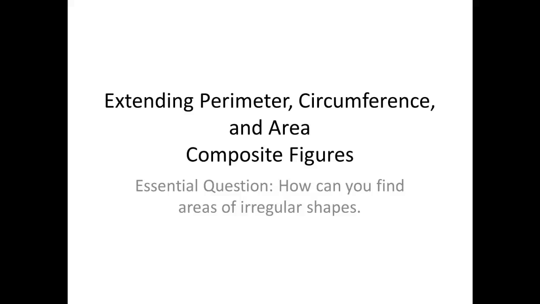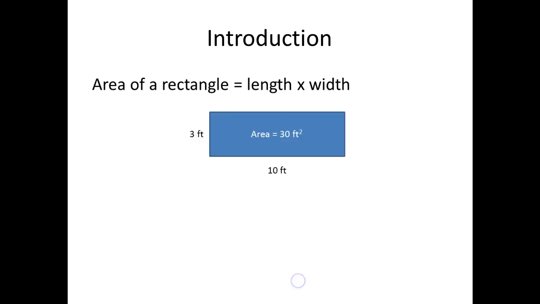In this lesson, you will learn how to find areas of irregular shapes. Before we can do so, though, we need to learn or remember how to find the area of a rectangle. Remember from earlier grades that the area of a rectangle is given by the length times the width. So for this rectangle here, it doesn't really matter which side I call the length or the width. You basically just multiply the two dimensions together.